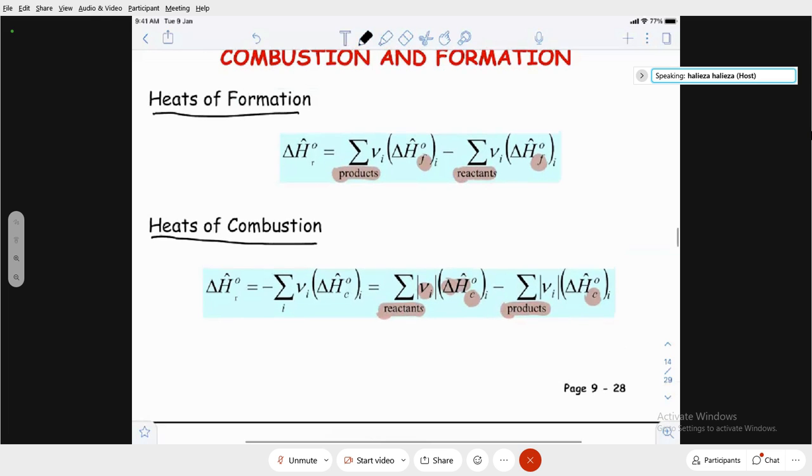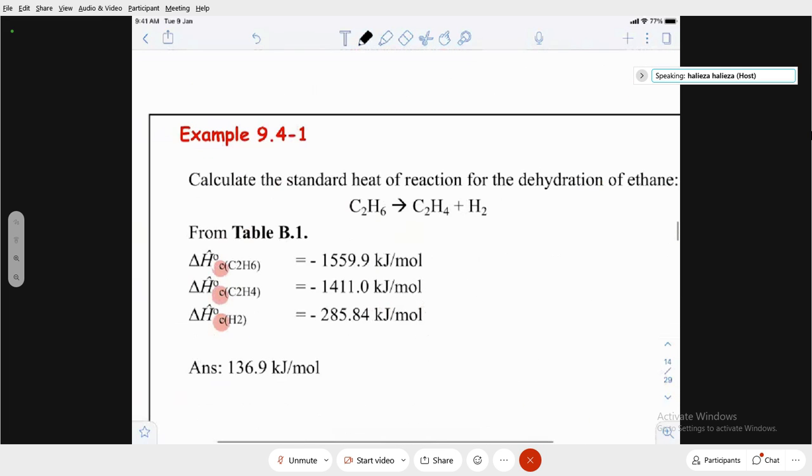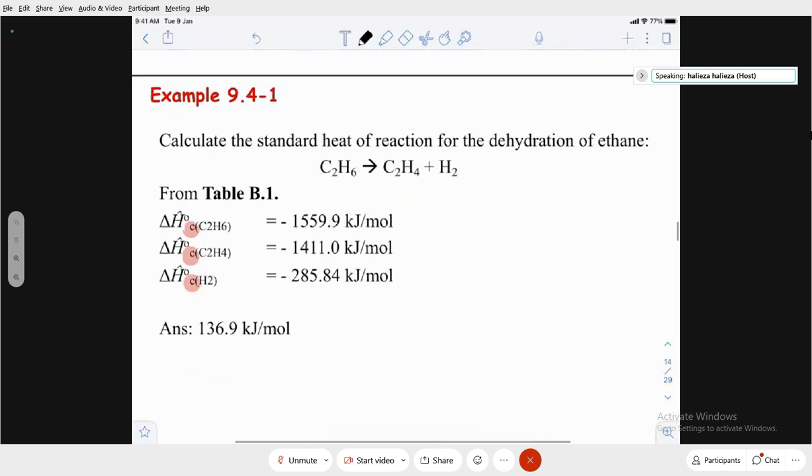Okay, let's look at an example using the heat of combustion to calculate the heat of reaction. Let's look at this example, which is from your textbook. This is your desired equation, and you want to find the heat of reaction for that reaction. Okay, you're going to split ethane into ethylene. Is it ethylene? I'm not sure. Plus hydrogen. So let's use the given values of the heat of combustion, which are already there.